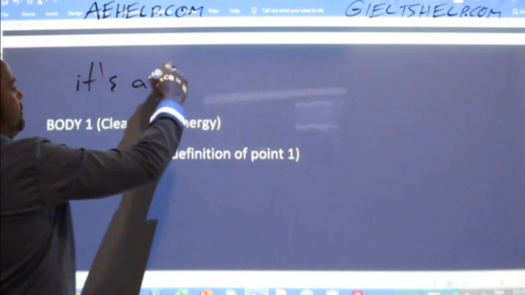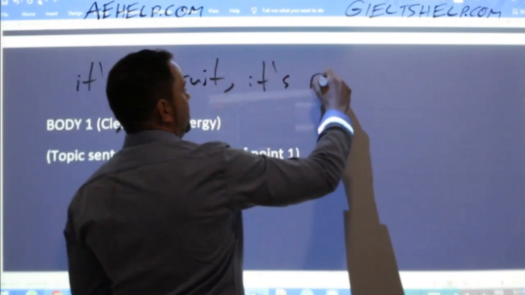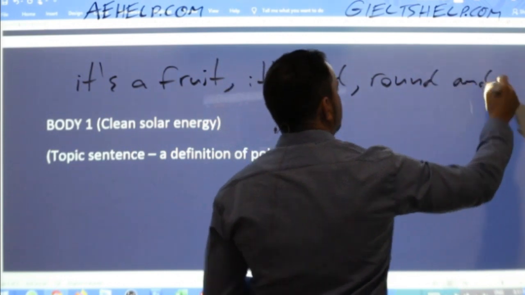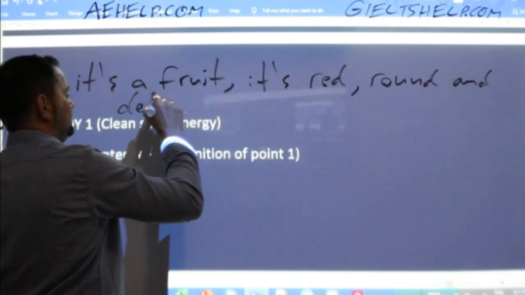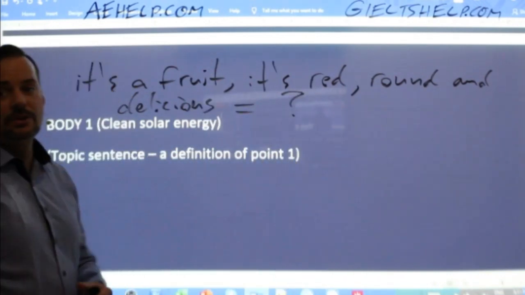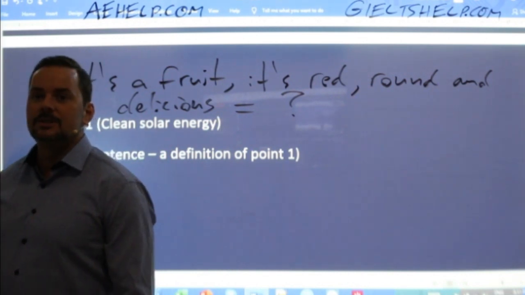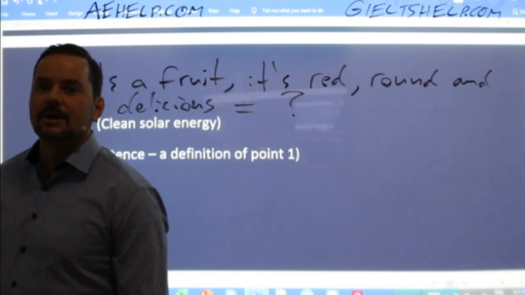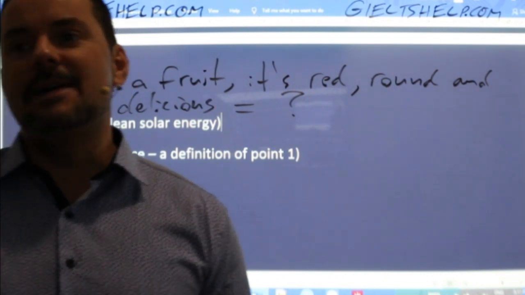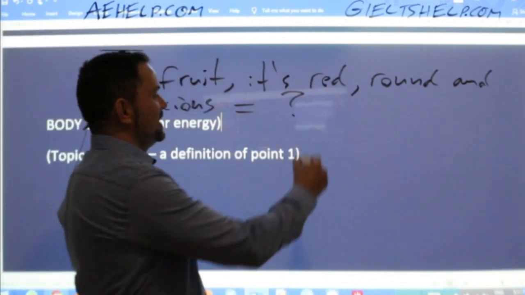It's a fruit. It's red, round, and delicious. What is it? What's the fruit? Okay. What's the fruit that we're talking about here? Pachu says, it's an apple. All right. That's a good guess, Pachu. That's exactly what I was thinking about.